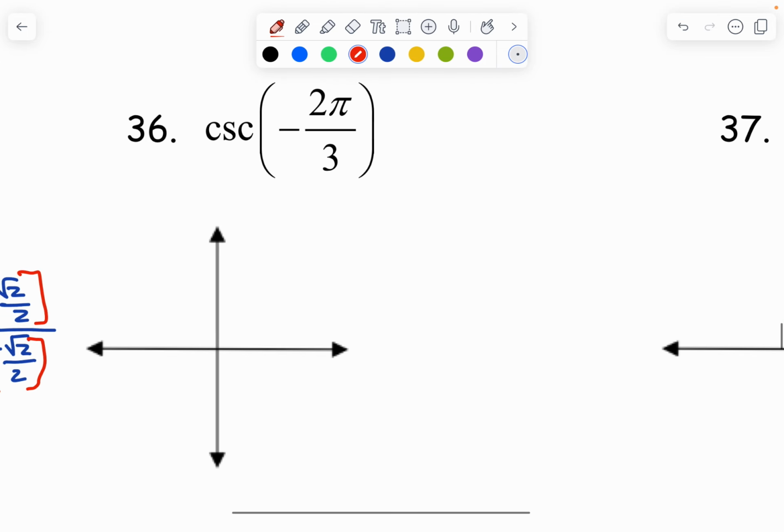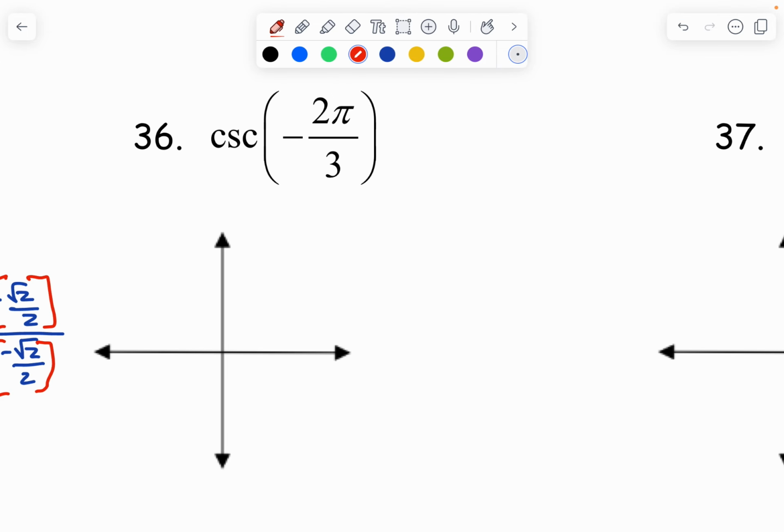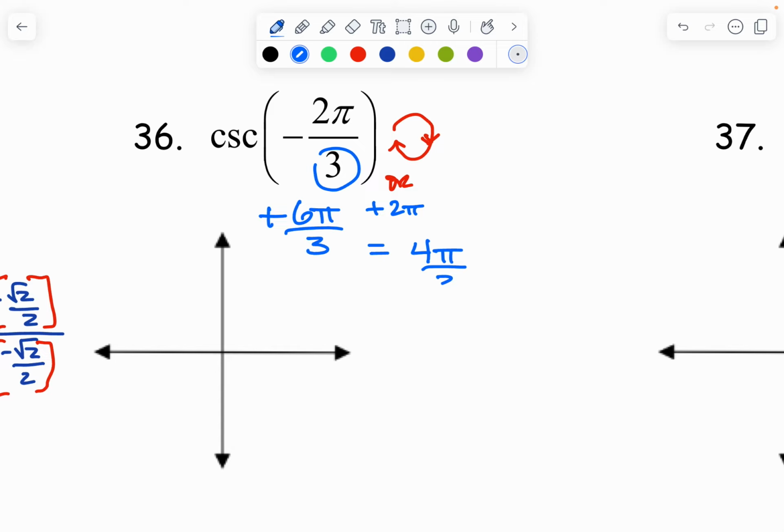Now I'm looking for the cosecant of negative 2 pi over 3. Same thing. You could go clockwise, or you could add a full turn, 2 pi. So see, I have a denominator of 3. That means I would have to add 6 pi over 3. And that equals 4 pi over 3. These two angles are coterminal.